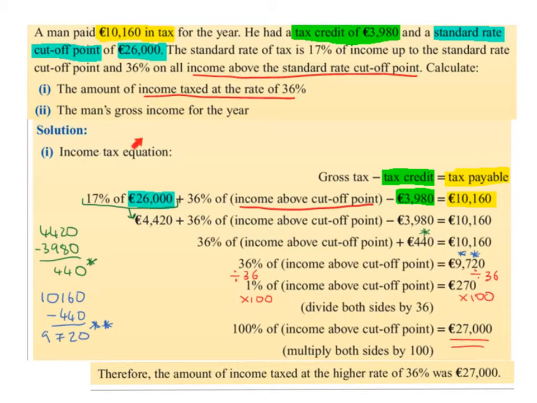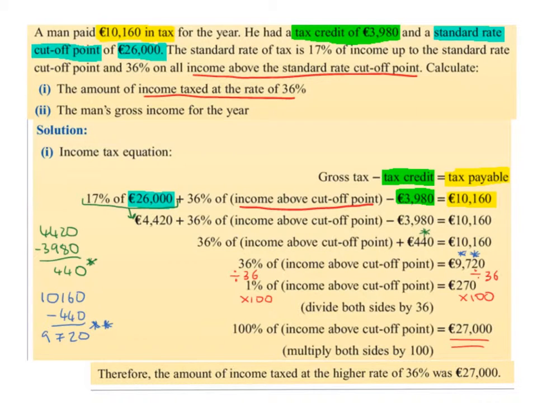So the income tax equation is gross tax minus tax credit equals tax payable. So this is a similar question to the previous one, but this time we're trying to figure out what the income above the cutoff point is. We're not looking for the tax payable like we were in the last one. So what we want to do is set up an equation. I'm going to show you how to do it this way, and then I'm actually going to show you another way where we use algebra, so we use x, and it might be a little more straightforward, but let's have a look at it this way first of all.